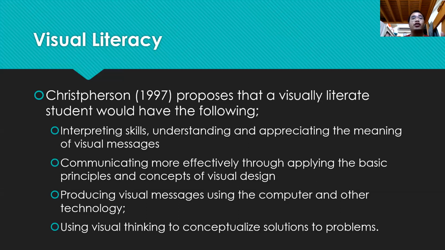Okay, so Christopherson actually defined or characterized students who are visually literate. Number one, they're able to interpret, understand and appreciate the meaning of visual images. Like when they see the painting of Vincent van Gogh, yung Starry Starry Night painting niya, anong naibibigay na mensahe nito sa kanya? No one is telling you what the image is. No one is telling you what the painting is all about. But when you are able to feel the sadness, the chaos of emotions of Vincent van Gogh in his piece of art, Starry Starry Night, then you can say that you have a sort of visual literacy.